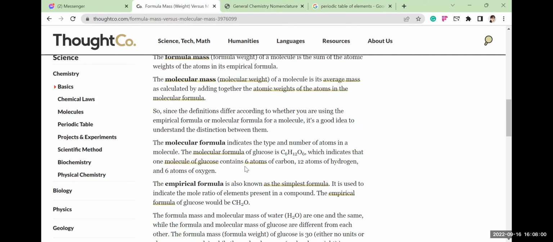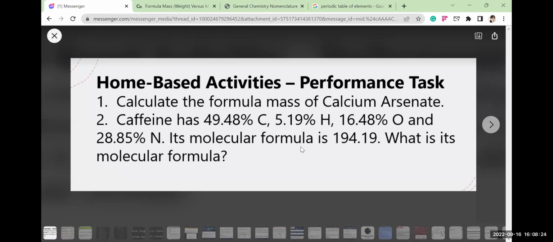So ang example niya dito is, kunwari, meron bang C6H12O6. Ito yung molecule niya. Pero you can still simplify this into CH2O. So, if you simplify that, that would be the empirical formula. I think may mali dito sa molecular mass ba talaga to na binigay niya, hindi empirical mass.